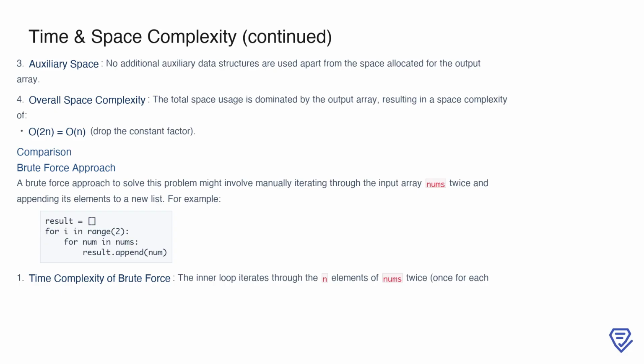To compare, a brute force approach might involve manually appending elements of nums to a new list twice. For example, by using nested loops where the outer loop runs twice and the inner loop iterates through each element of nums, the brute force method would result in the same time complexity since it processes 2n elements in total. Thus, the time complexity for this approach would also be O(n).